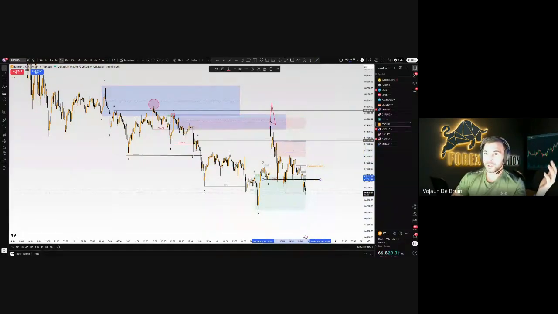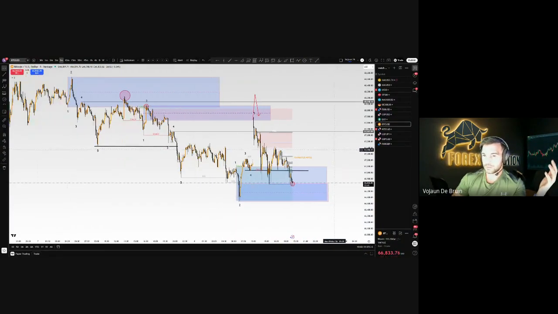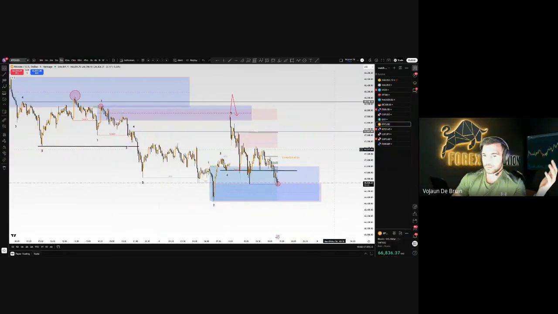Bam. Look at this. If I draw my block from high to low, and I draw my block from the second half, there's our entry, guys. Right smack bang there. It will react from here. It should come and sweep this liquidity. It should at least push up.